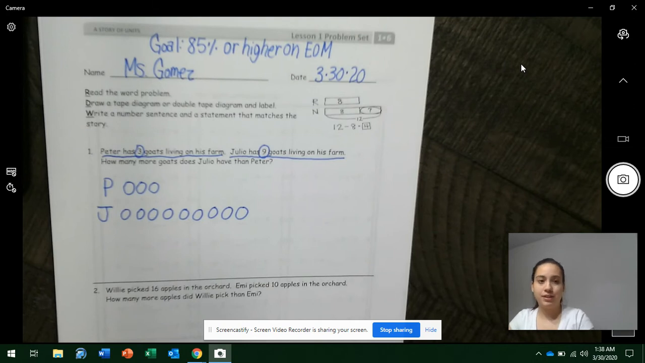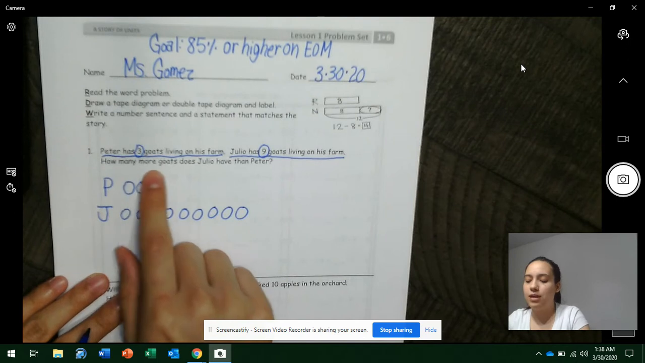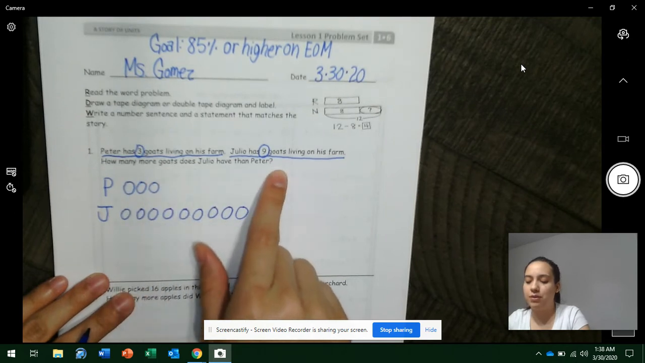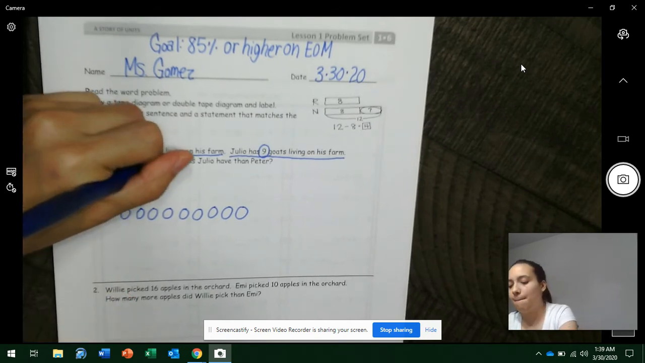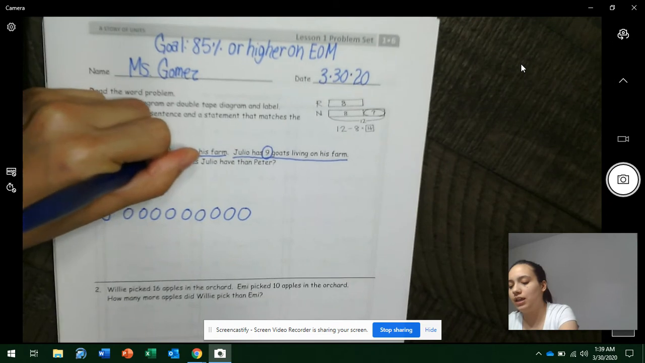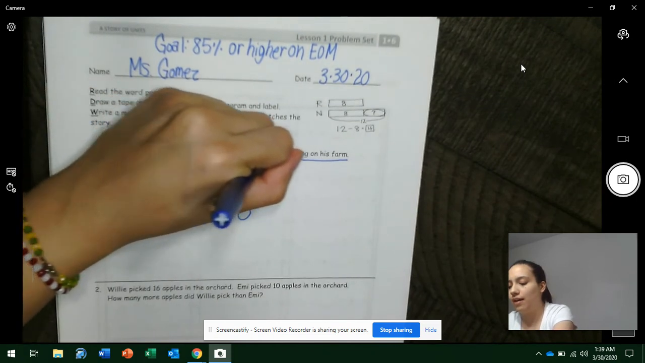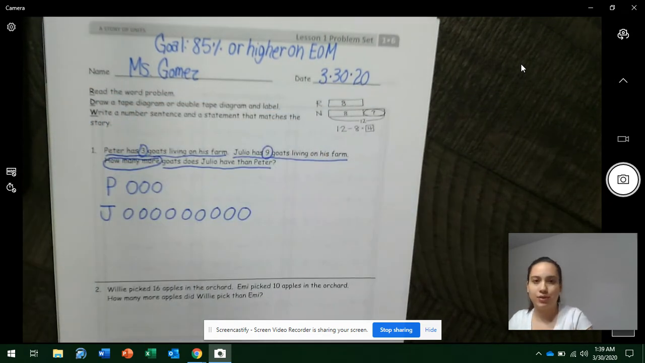Awesome. So our third step is to circle the keyword in the question. And our keyword is, how many more goats does Julio have than Peter? What is our keyword? Get ready. Yes, how many more? Right here. Goats does Julio have than Peter? Awesome. So now let's solve.